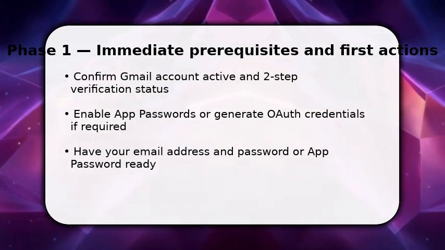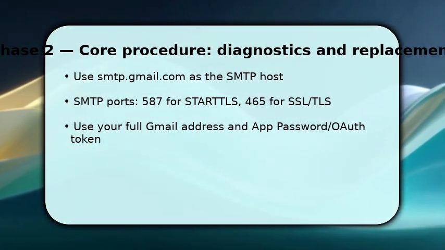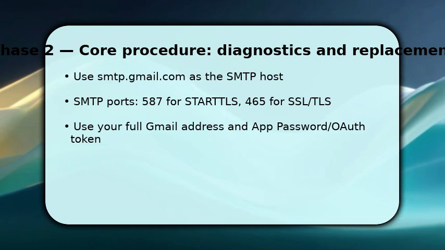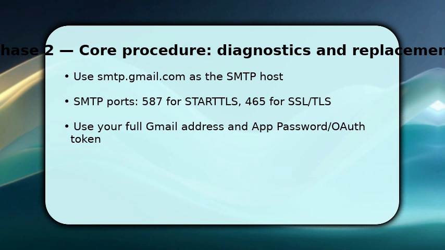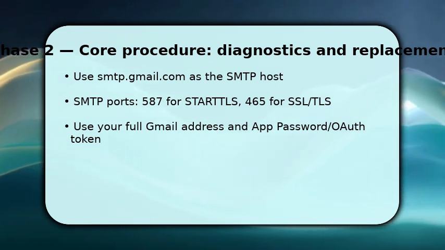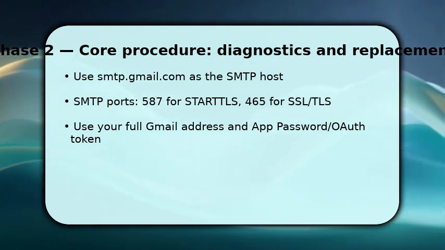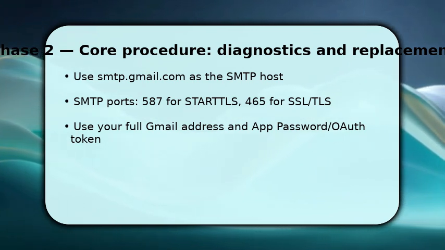Now you're ready to locate the server settings. Next, find the concrete SMTP details you'll use in your mail client or code. For Gmail, the host is smtp.gmail.com. Choose port 587 for STARTTLS or 465 for SSL/TLS. Pick STARTTLS unless your library defaults to explicit SSL.